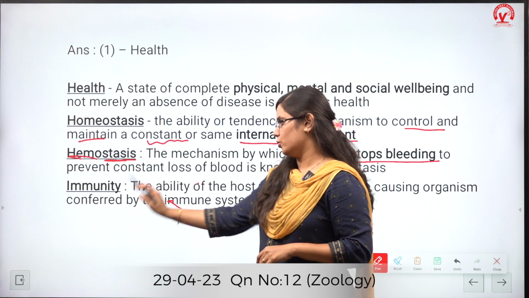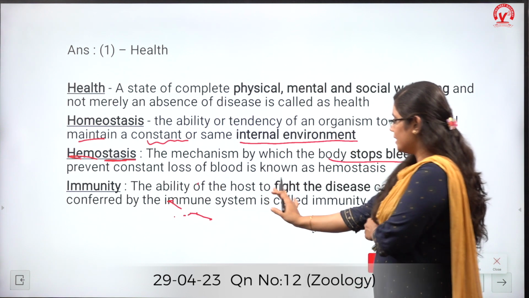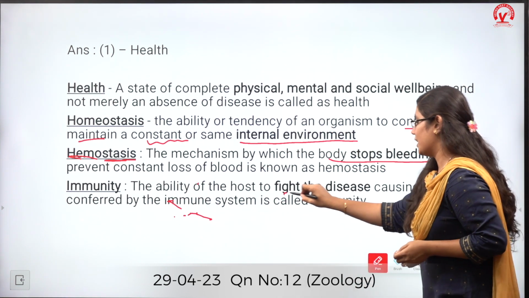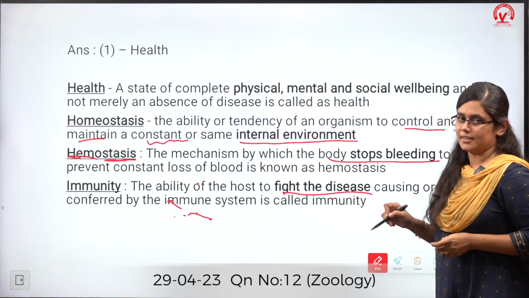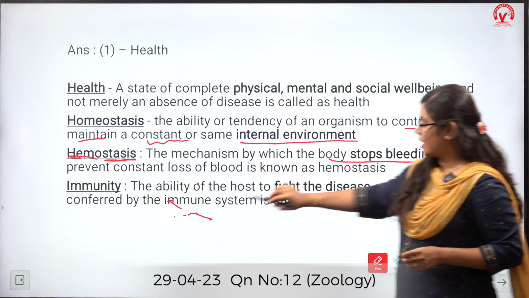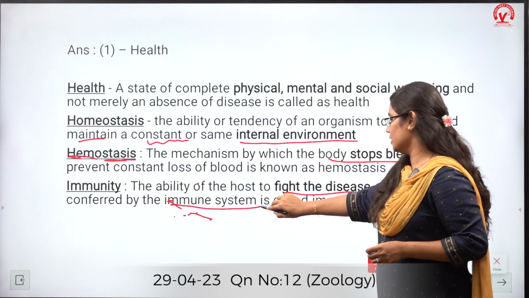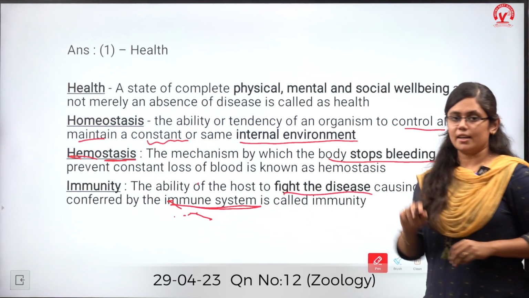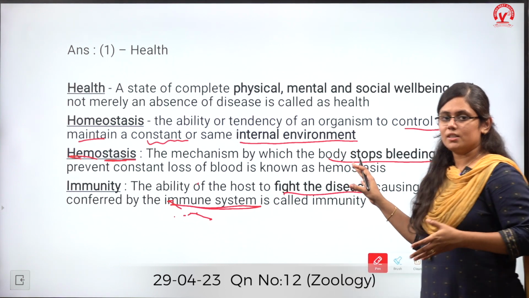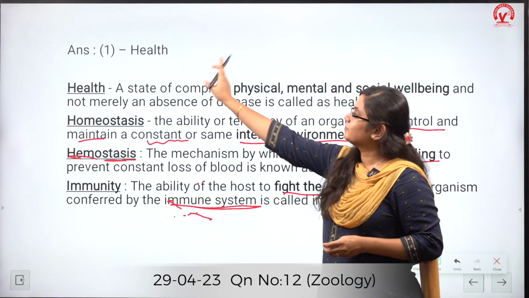And the last one, immunity. We all know that it is the ability of the organism to fight the disease causing organism, conferred by the immune system of the body. So this is called immunity. So for this question, the answer will be option 1, health.